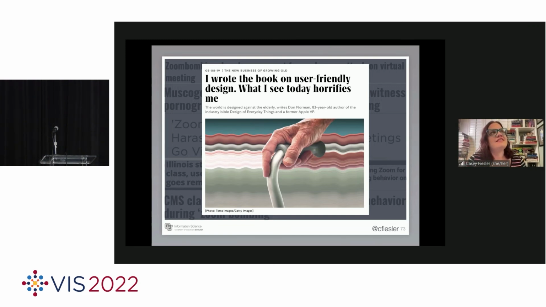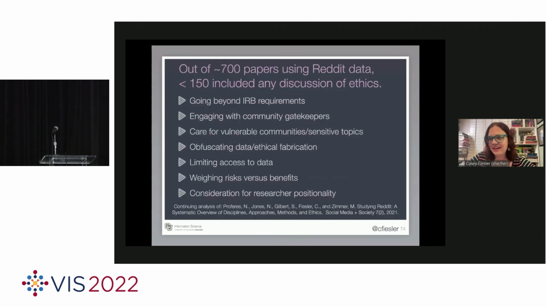So I have one last slide. I couldn't figure out where to fit this into the talk, but I wanted to leave you with some actionable things. So I mentioned that my collaborators and I did a study of papers that used Reddit data. And out of these 700 papers, only about 150 of them, or less than that actually, included any discussion of ethics at all. And of those, a pretty large number just said the data was public.